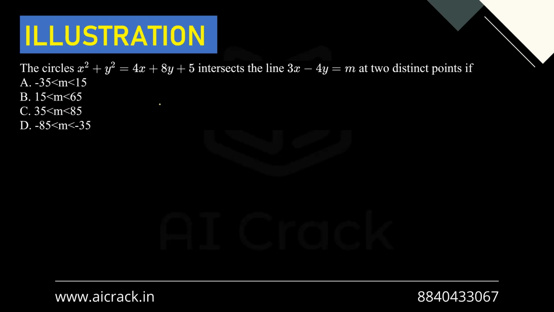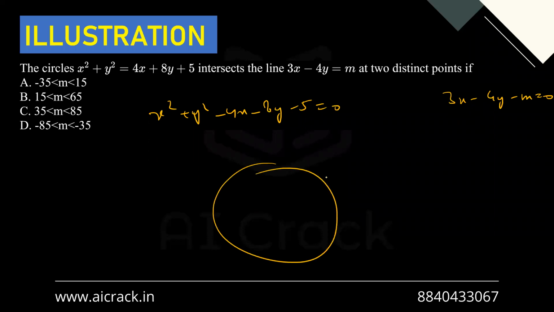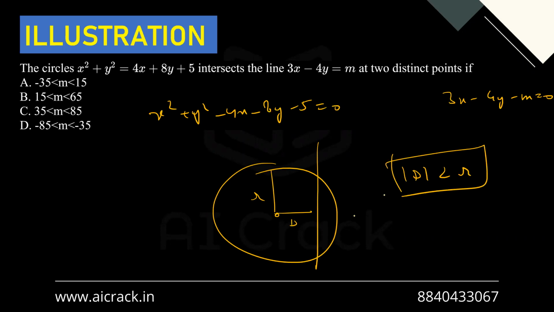Basically we have one circle over here. The circle is x square plus y square minus 4x minus 8y minus 5 equals 0. And this is intersecting the line 3x minus 4y equals m, so 3x minus 4y minus m equals 0. This is our line. Okay. So the condition is something of this sort: this radius is r, this distance is d, and modulus d should be less than r. This should be our condition that would provide us the inequality.